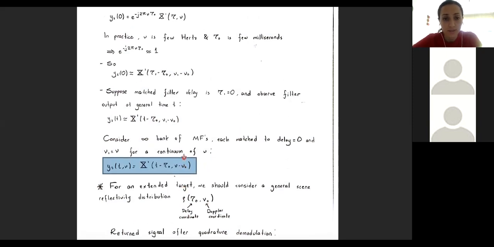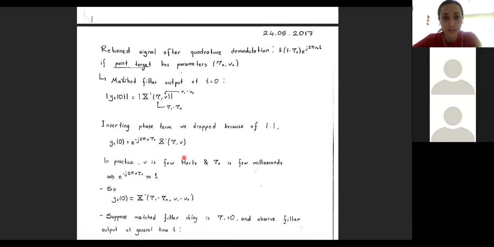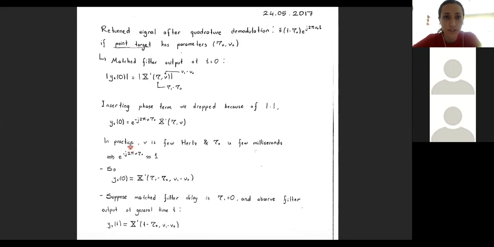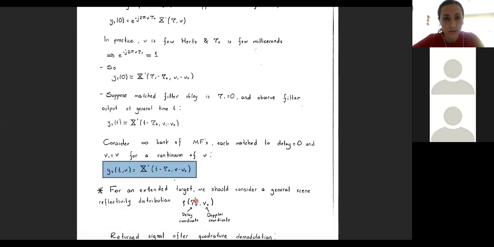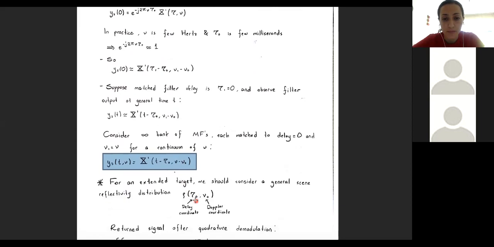Here, what was critical up to this point? Our target was a point target. Now, in imaging problems, generally, we're not looking at point targets. We look at extended targets, which are larger than a point target. Suppose we're also looking at an extended target with this radar system.